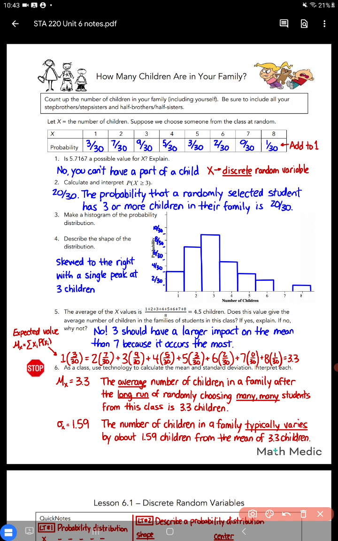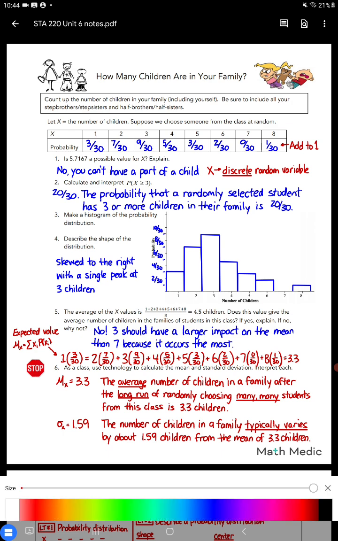Okay, number 2 says, with that in mind, calculate the probability that x is greater than or equal to 3. Well, what does that mean? X represents the number of children, right? So what we're calculating here is the probability that your family has greater than or equal to 3 children, or in other words, at least 3 children. Well, that would be everybody from here over, right? So if I add all those together, 9 plus 5 plus 3 plus 2 plus 1, that adds up to 20 out of the 30 people in this class.